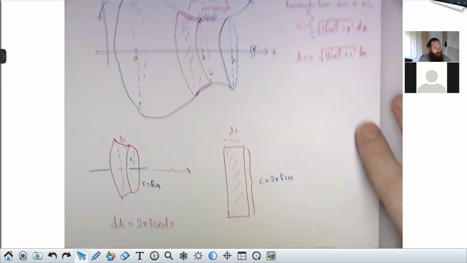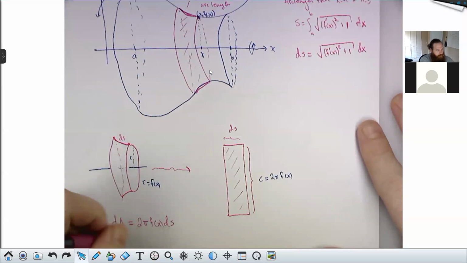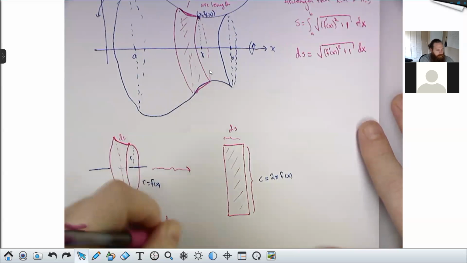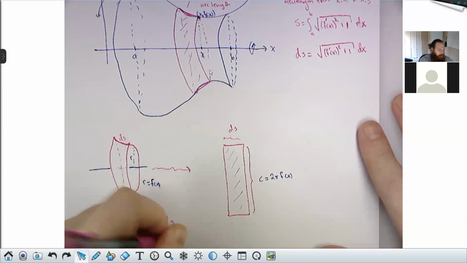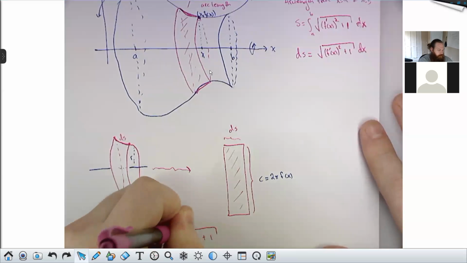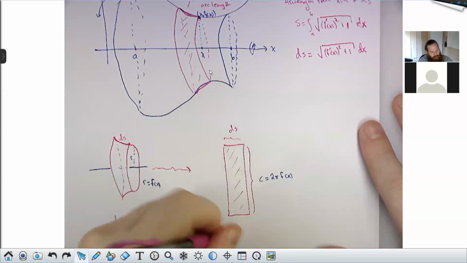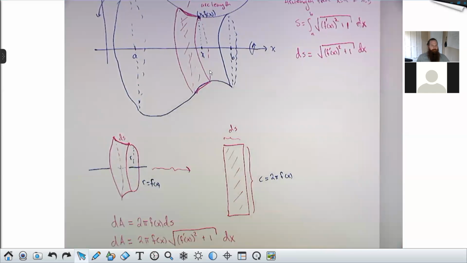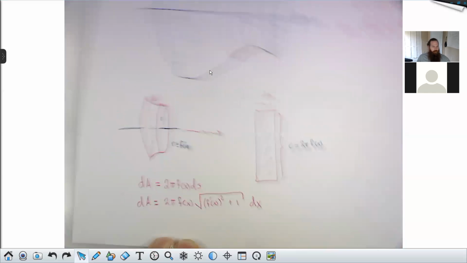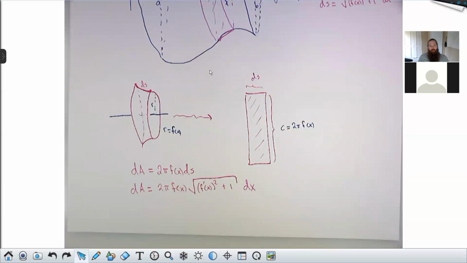So the last thing I have to do is take that ds that represents this little distance here and plug it into my formula here. So dA, my little differential surface area, is 2 pi f of x times the square root of f prime of x squared plus 1 times dx. And that means that surface area is going to be found by integrating this thing.